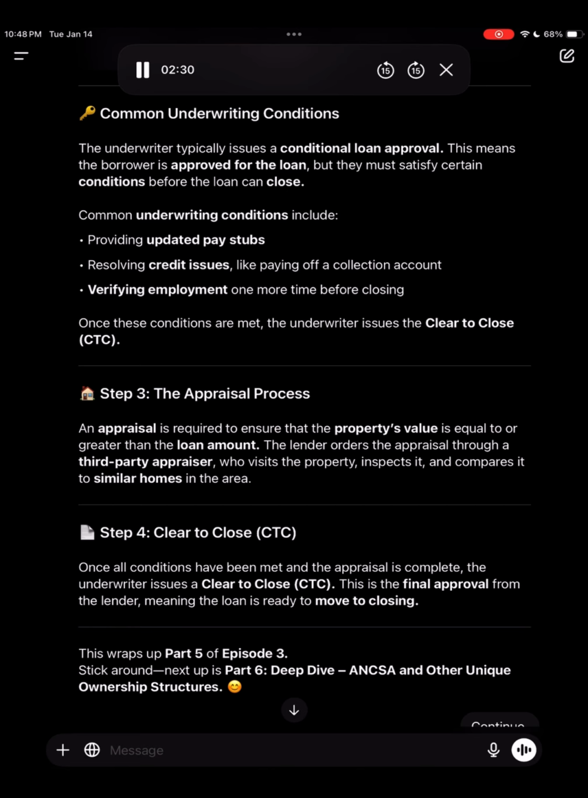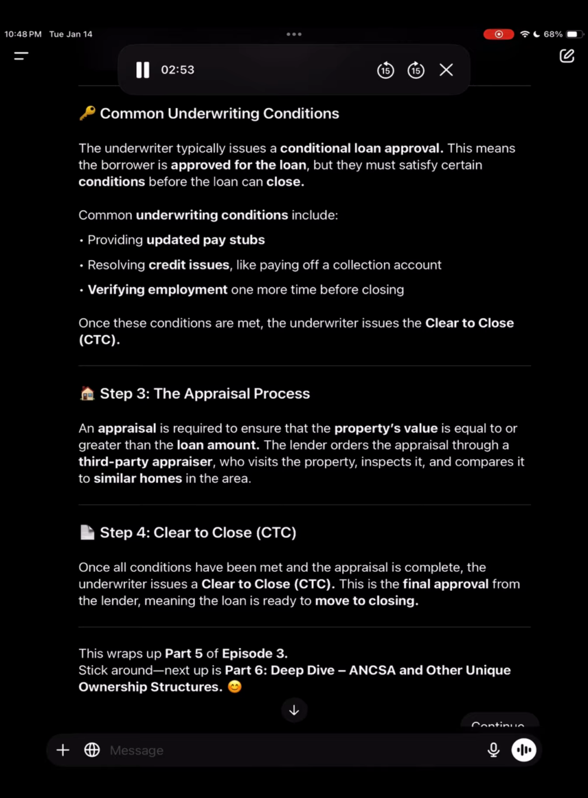Step 3, the appraisal process. An appraisal is required to ensure that the property's value is equal to or greater than the loan amount. The lender orders the appraisal through a third-party appraiser who visits the property, inspects it, and compares it to similar homes in the area. Step 4, Clear to Close, CTC.